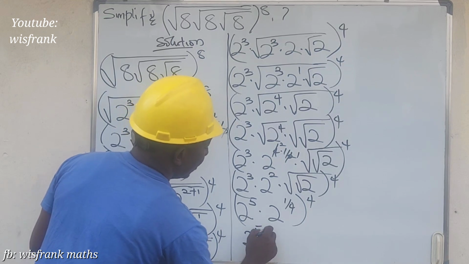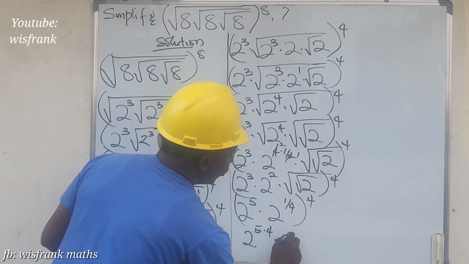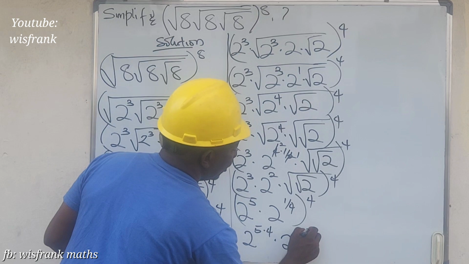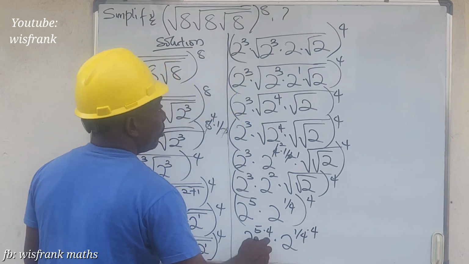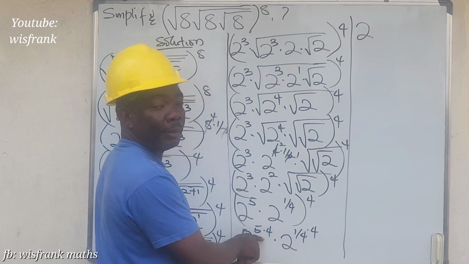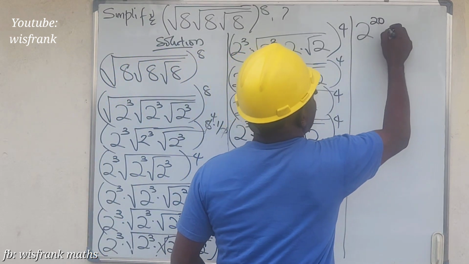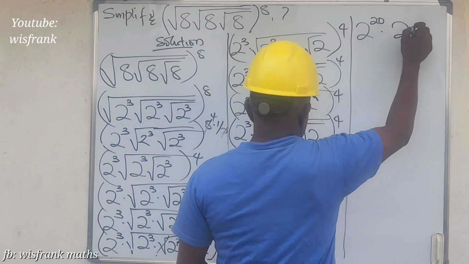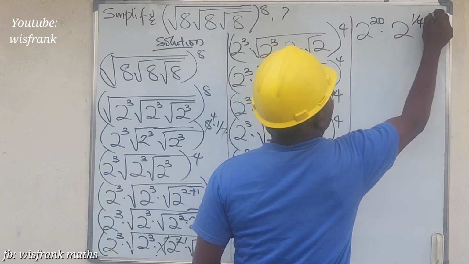the power of 5 times 4, then times 2 to the power of 1 over 4 times 4. So from here, we have 2 to the power of 5 times 4, which is 20, times 2 to the power of 1 over 4 times 4.